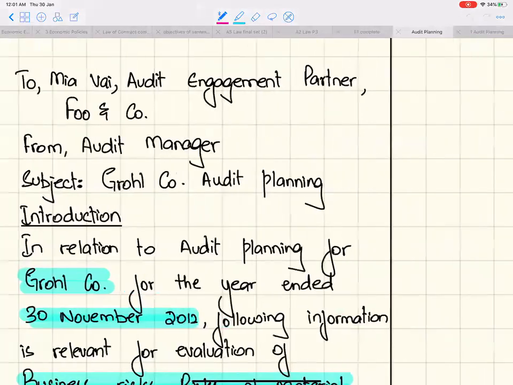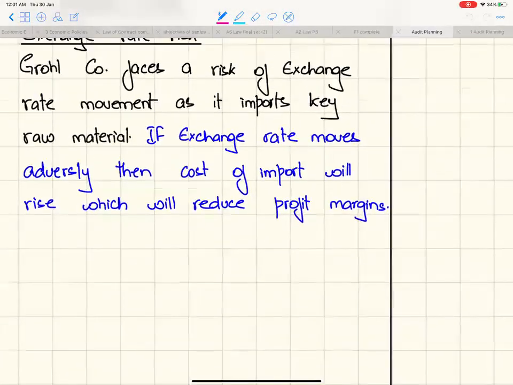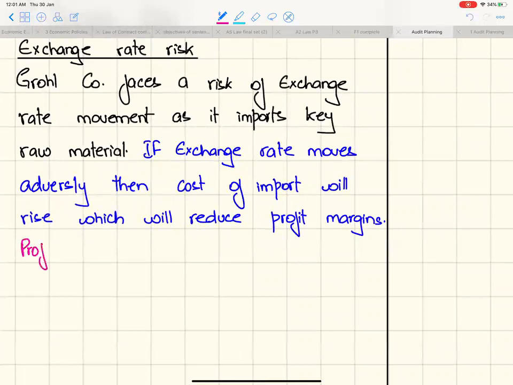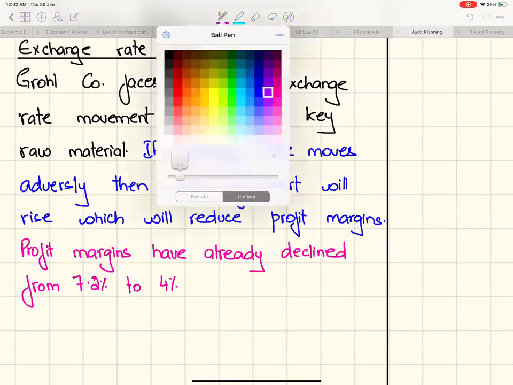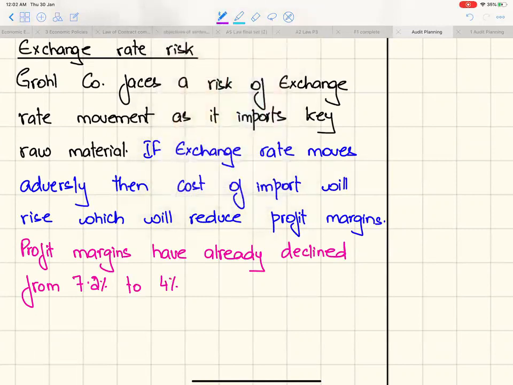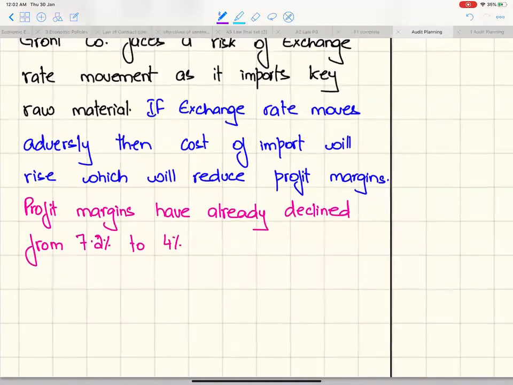Now, what will be the financial support? Profit margins have already declined from 7.2% to 4%. You have identified the risk, you have given the impact, you have given the financial support, and now you need to give the evaluative comment. What will be the evaluative comment?